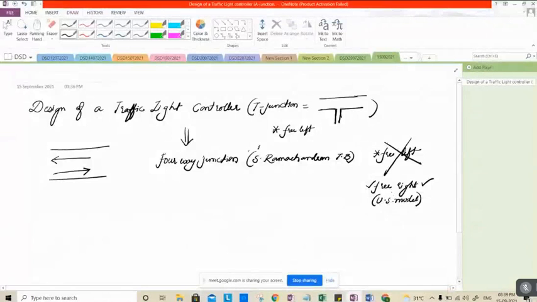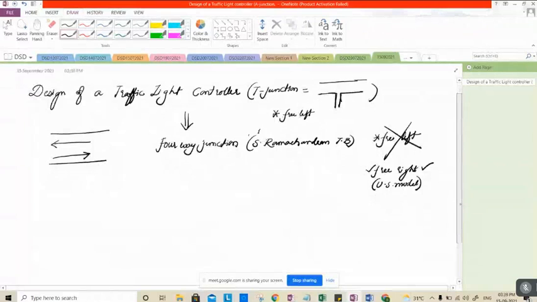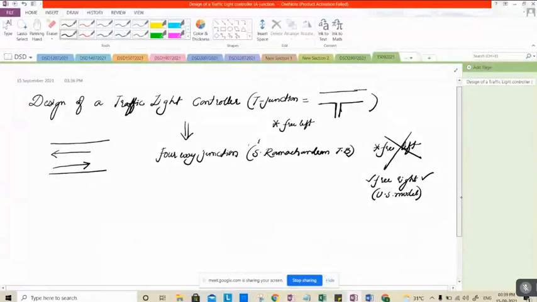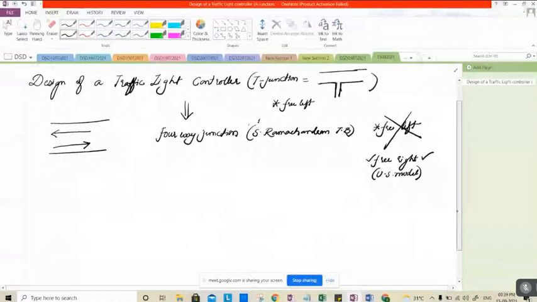So the driving norms change completely. Because of that, you will be seeing it in a different way. On the left side you go to the right side, and on the right side you go to the left side, and the crossings also will be different.